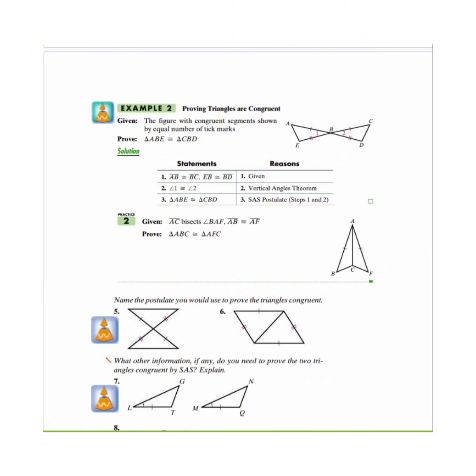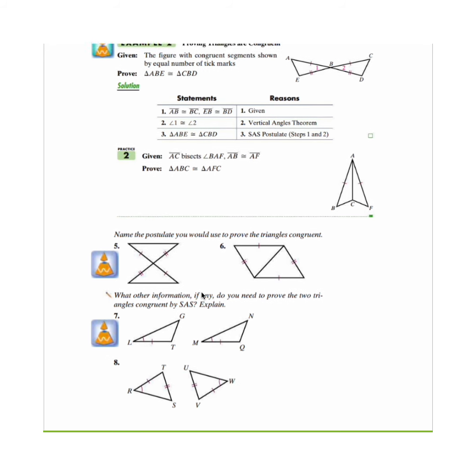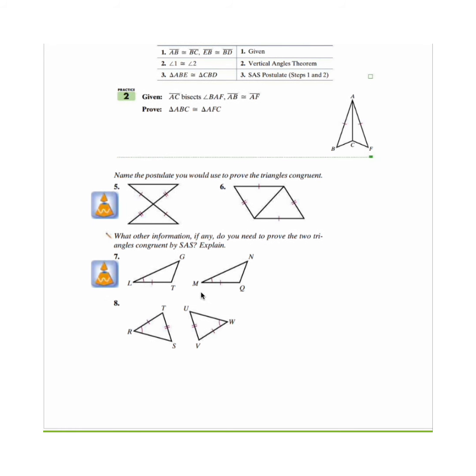All right. Let's quickly take a look at some examples. Name the postulate you would use to prove the triangles congruent. What I can see is that I have two sides congruent and the angles between them are vertical angles, and vertical angles are congruent too. So this congruency would be proven by using SAS.